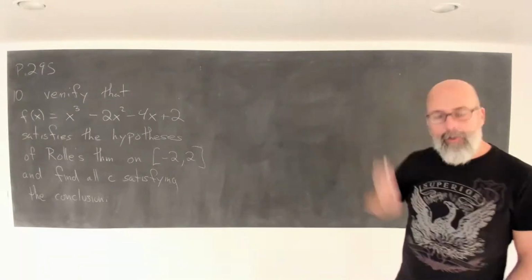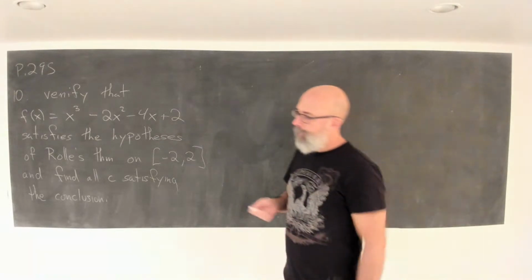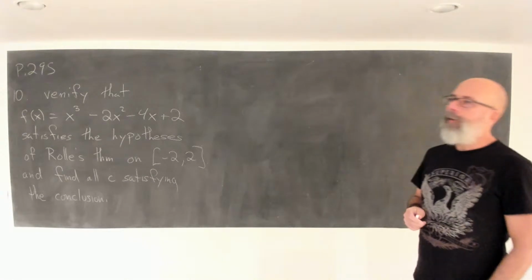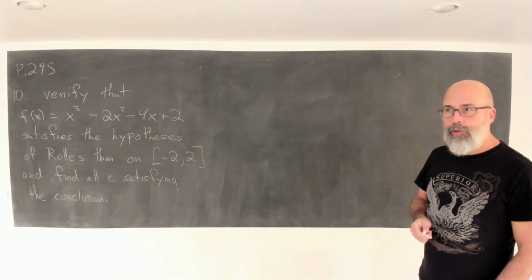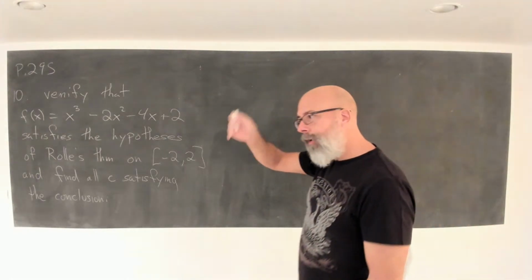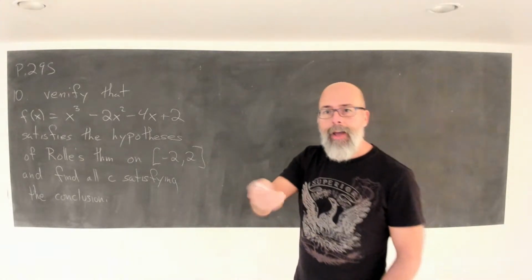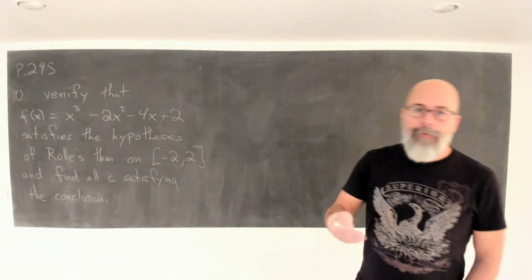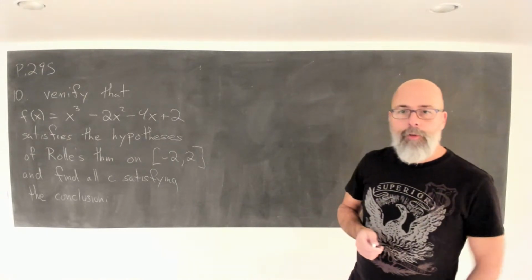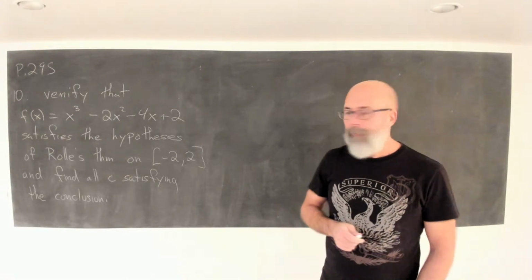Consider this. Last time we introduced Rolle's theorem and the mean value theorem. We used those to prove some nice results, namely that if the derivative is always 0, the function had to be constant. If two functions have the same derivative, they can only differ by a constant. Very nice results, very important.